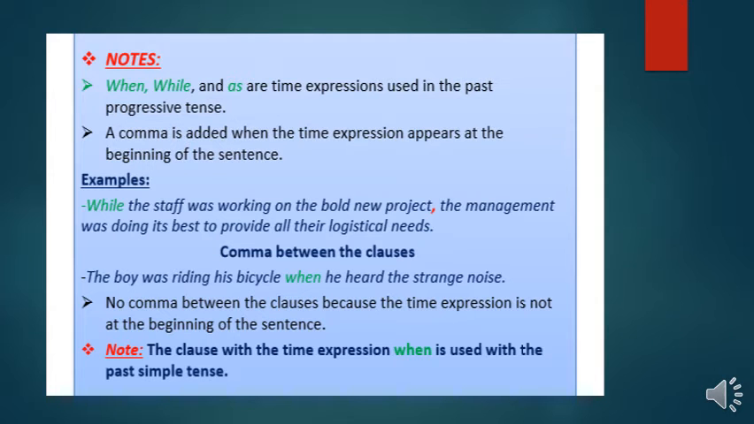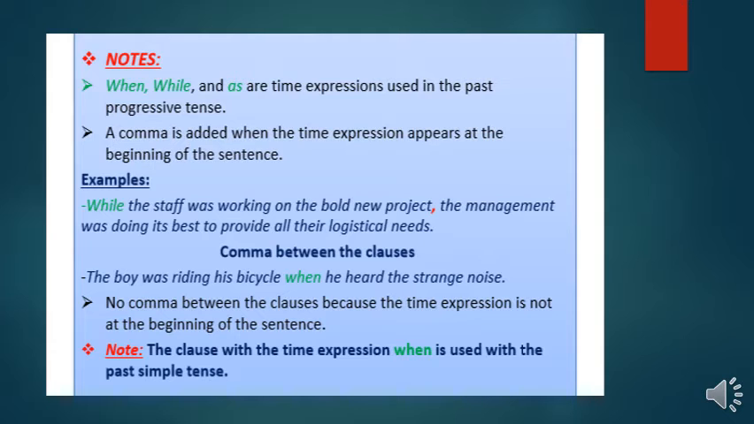These are very important notes concerning while, when, and as. These expressions show you that the used tense is the past progressive tense. So when you have when and while, it means that you have a progressive tense here. For example, while she was having a shower, her mom knocked on the door. So these are two actions. We are using the past progressive because we have while. So while, when, and as are time expressions used in the past progressive tense.